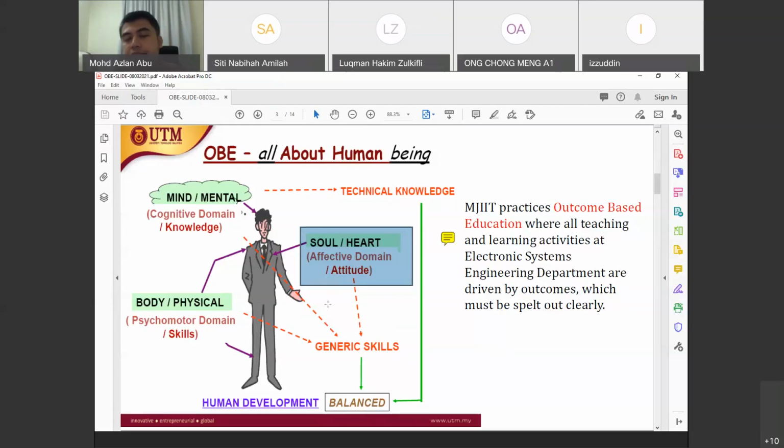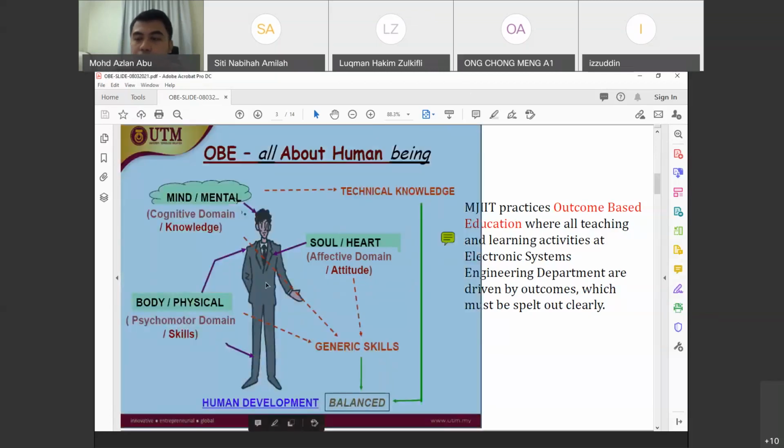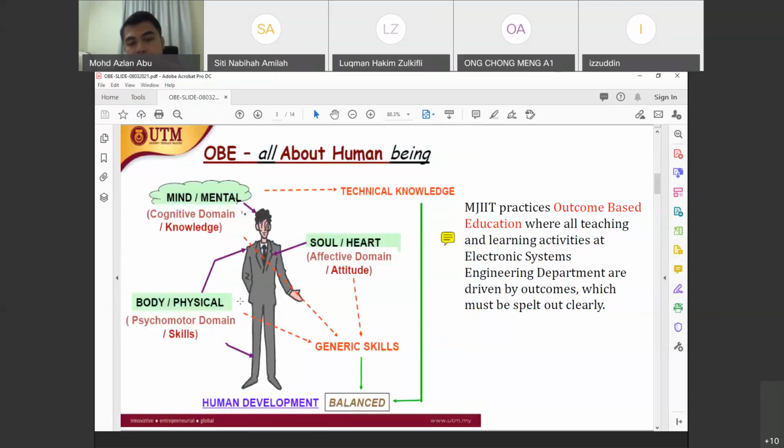Maybe external parties. Okay. Next, you have your psychomotor domain, where you use your skills hands-on. For example, in lab you do your simulation, you do your circuit construction. So this will include your psychomotor domain or skills. Okay, so all of these are called generic skills.